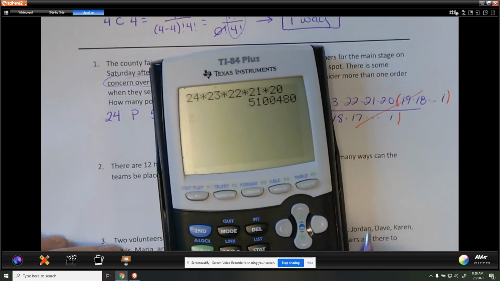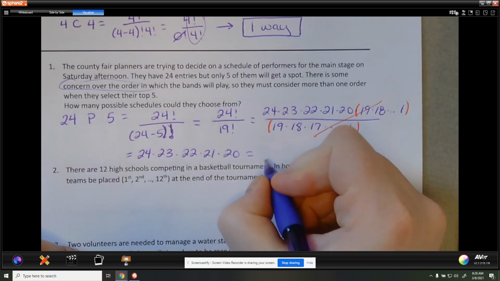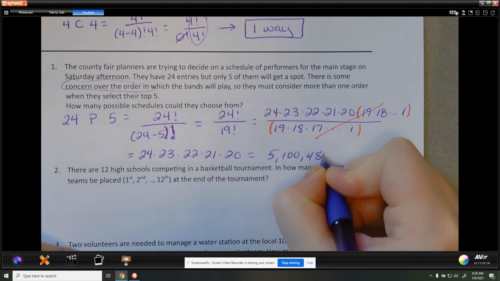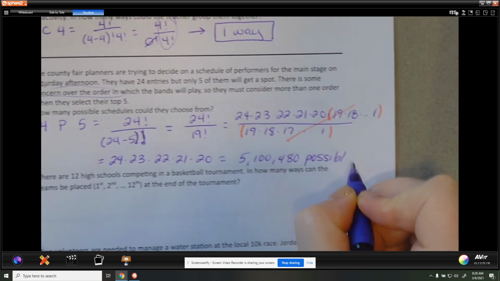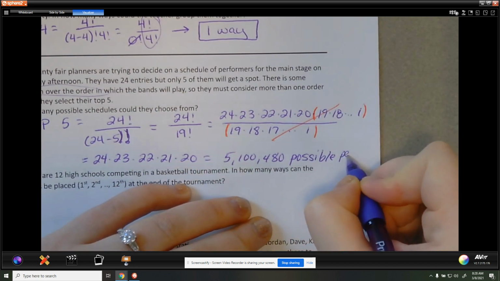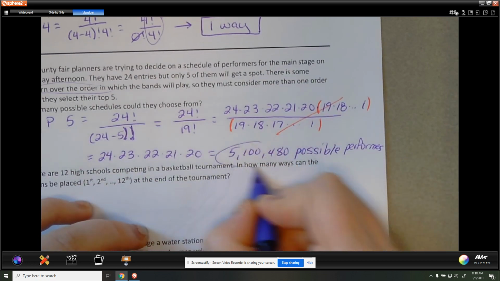And we have 5,100,480 possible lineups. Performers, I guess. Okay, lineups. There we go.